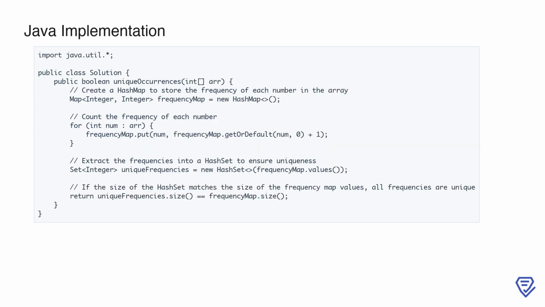This is the Java implementation of LeetCode problem number 1207, unique number of occurrences. The solution mirrors the logic of the Python implementation by using Java-specific collections such as HashMap and HashSet. It calculates the frequency of each number in the input array using a HashMap, then checks if the size of the unique frequency set matches the size of the frequency values. This ensures all frequencies are unique. Key differences from Python include type declarations and the use of Java standard library collections.